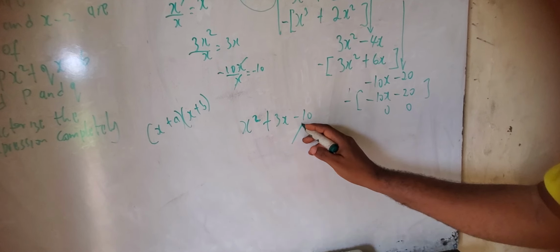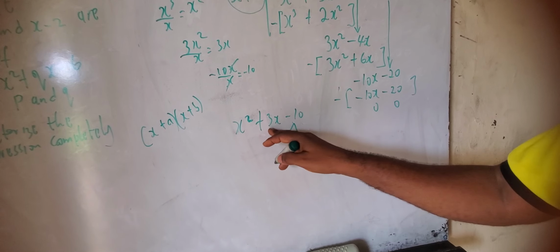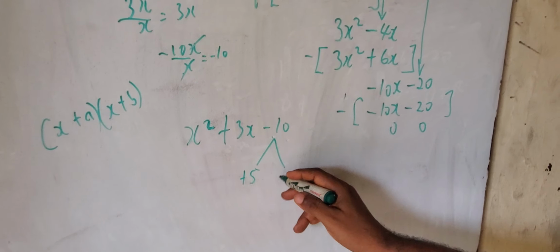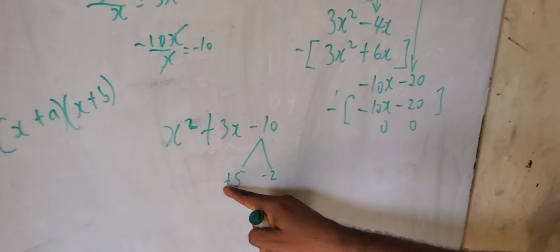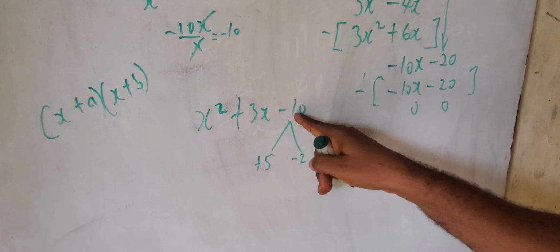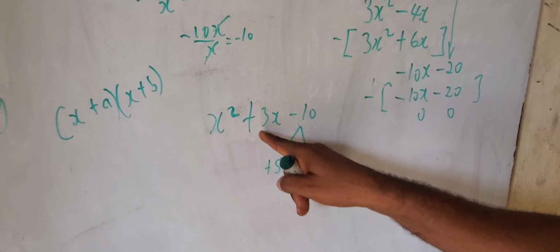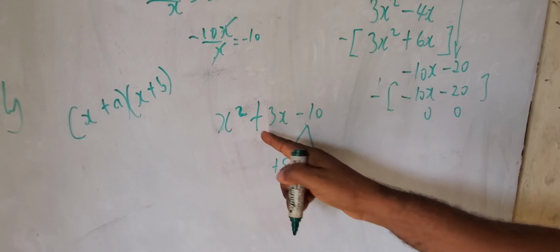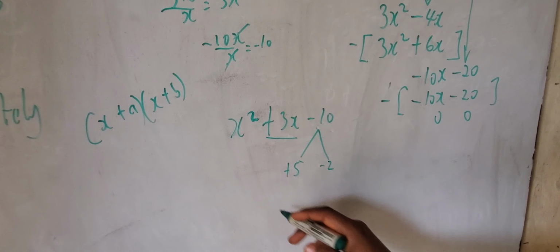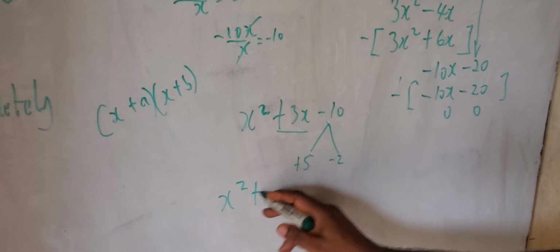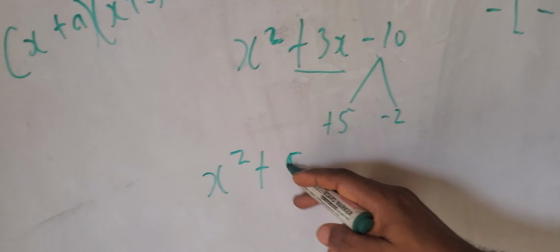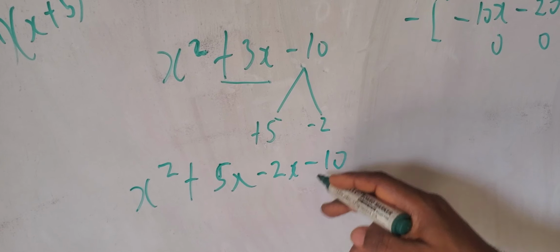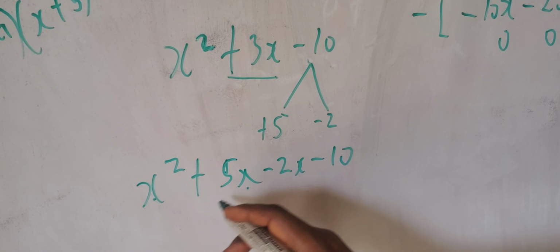So think about two numbers that you multiply together to give you minus 10 and add together to give you plus 3. I think I have plus 5 times minus 2. Plus 5 times minus 2 gives us minus 10, then plus 5 minus 2 gives me plus 3. So I will replace this plus 3x with 5x and minus 2x. Instead of plus 3x, what I'm going to have now is plus 5x, then minus 2x, minus 10.